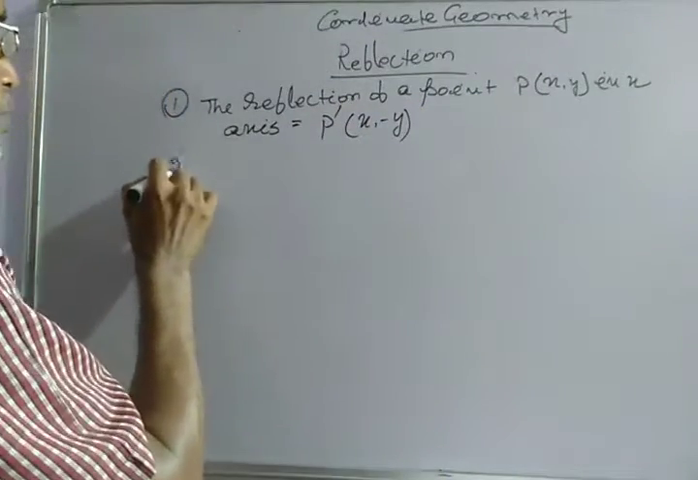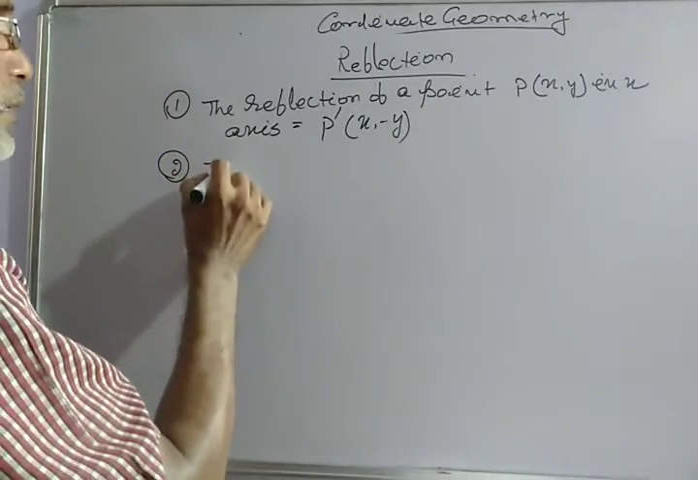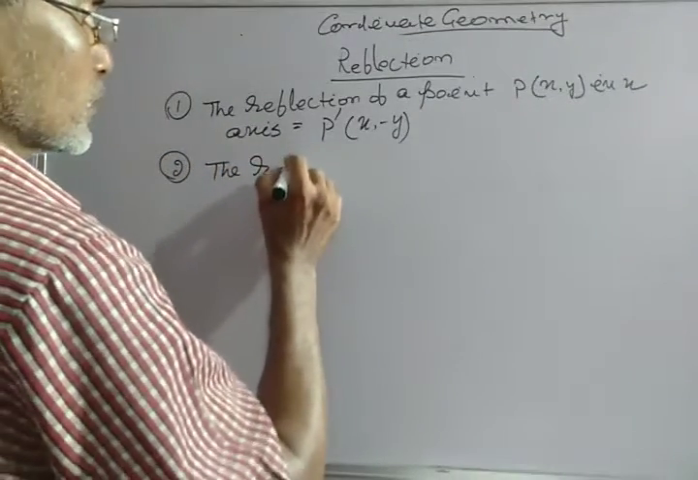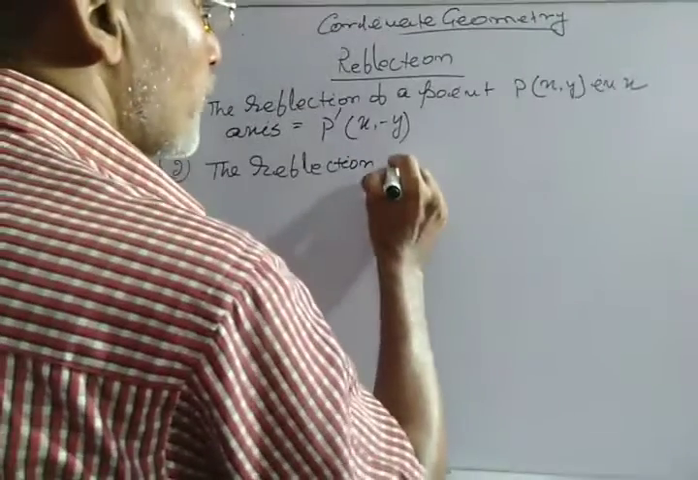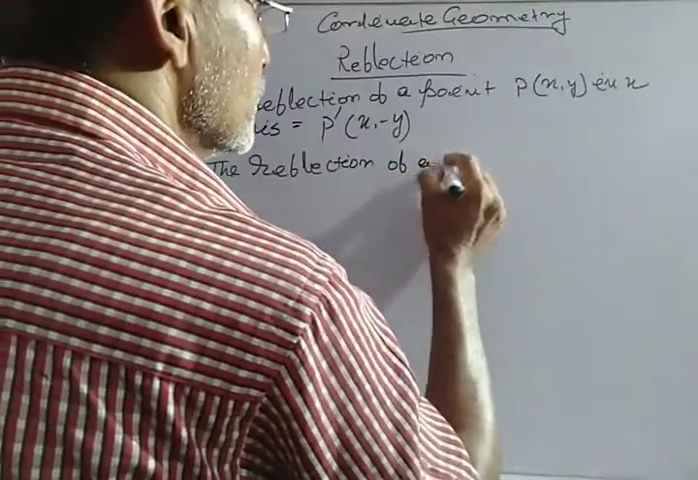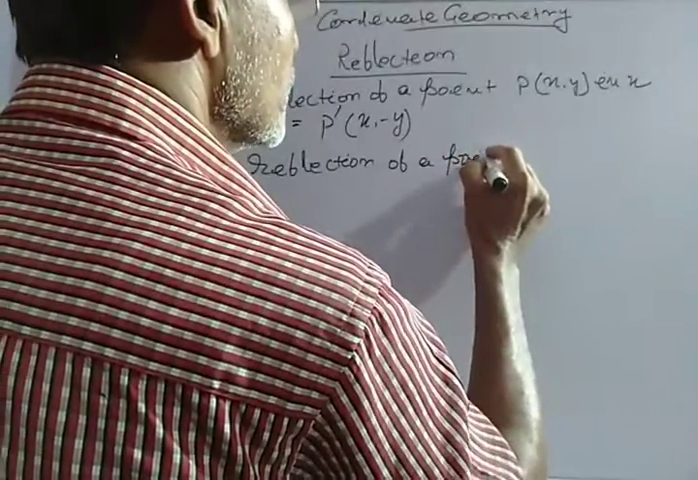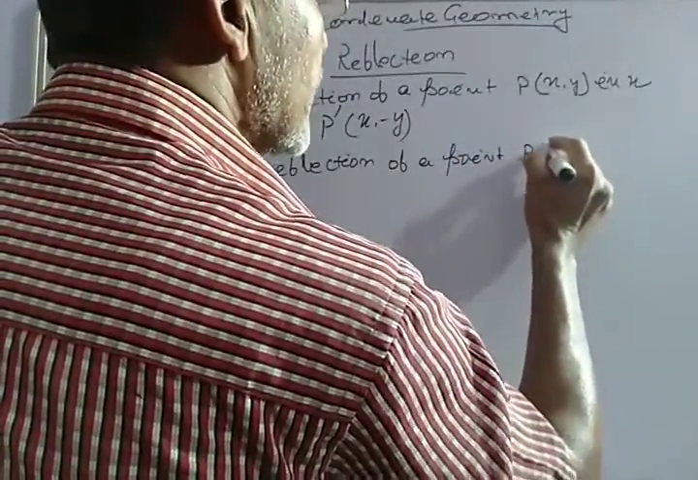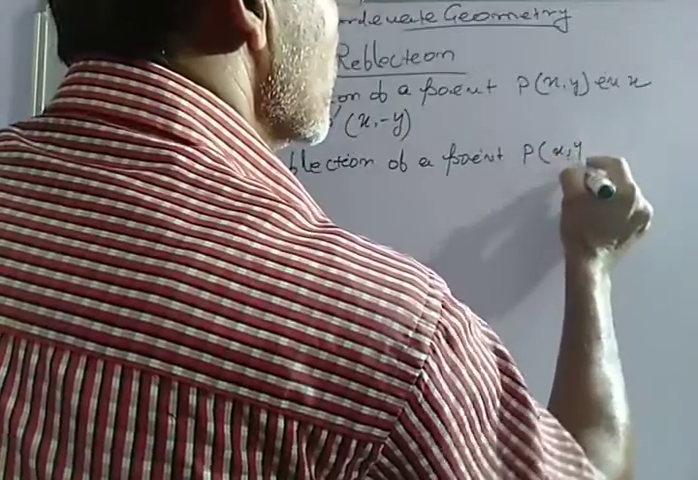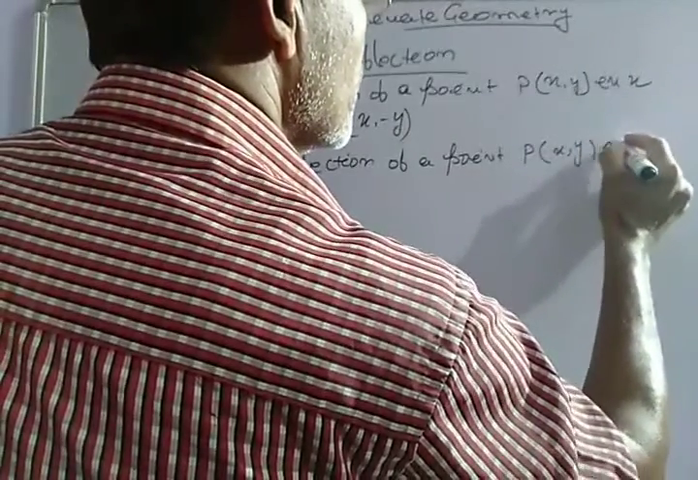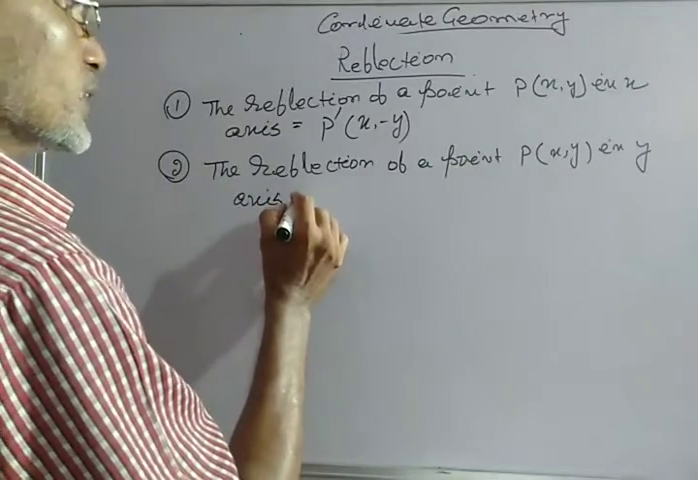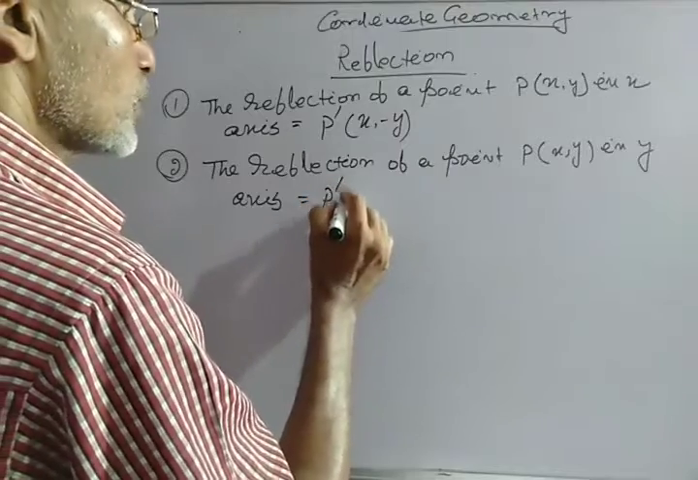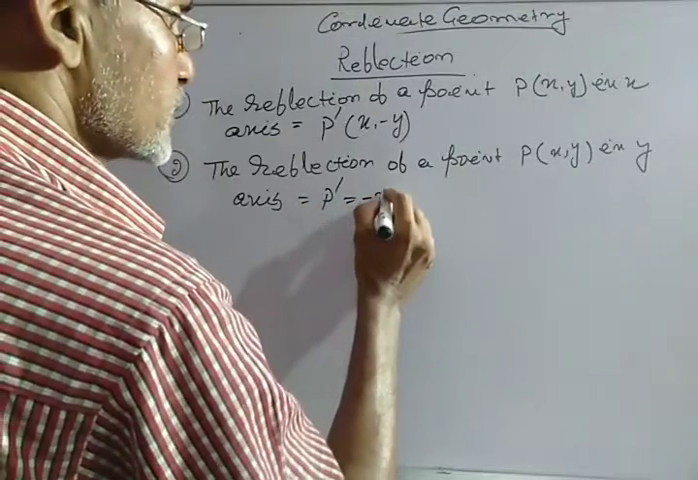Number 2, the reflection of a point P(x, y) in the y-axis is equal to P dash (minus x, y).